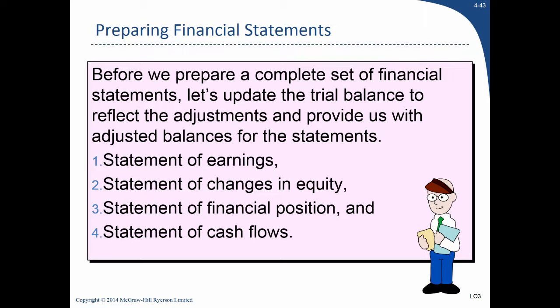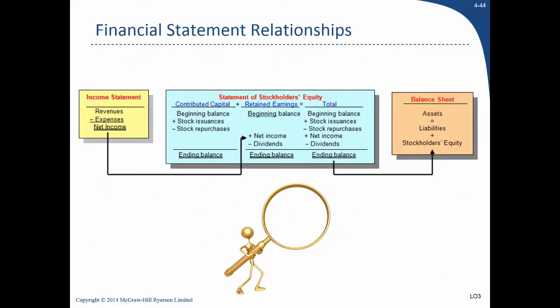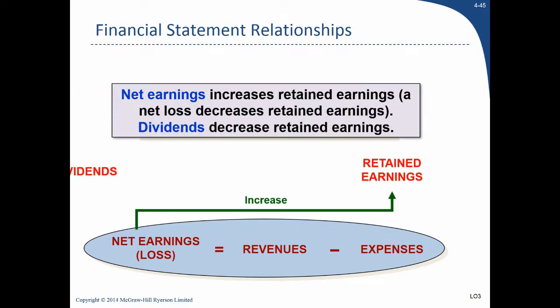All right, so before we prepare the complete set of financial statements, we have to update the trial balance to reflect these adjustments. So this is nothing new. I think this is actually the same chart that they had in probably one of the first lectures, right? This should be no surprise. Net income now flows to retained earnings, which is part of shareholders' equity, right? Nothing new.